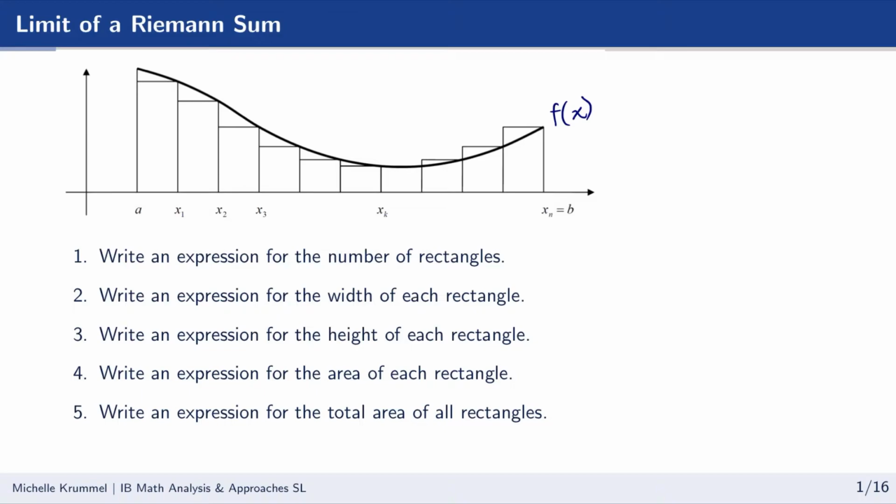Write an expression for the number of rectangles. Well, the right side of the first rectangle is x sub 1. The right side of the second rectangle is x sub 2, x sub 3, and so on. These subscripts, the 1, the 2, the 3, are counting how many rectangles we have. At x sub 1, we're at the edge of the first rectangle. If I were at x sub 7, I would be at the right edge of the 7th rectangle. So at x sub k, I have k rectangles, and by the time I'm at the end, x sub n is the nth rectangle.